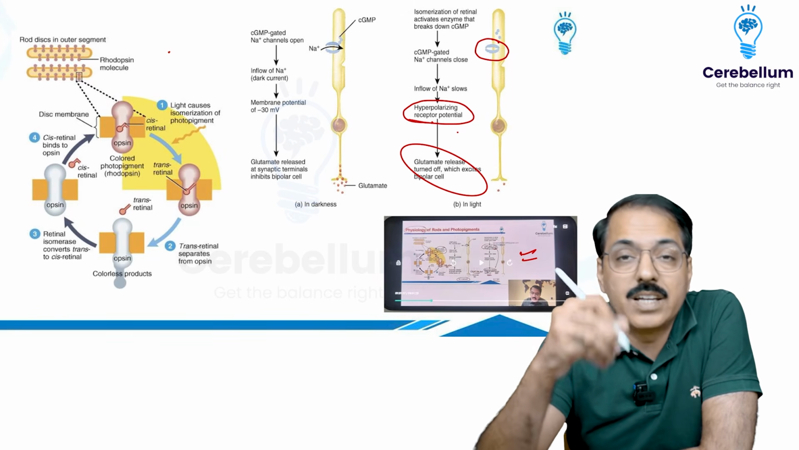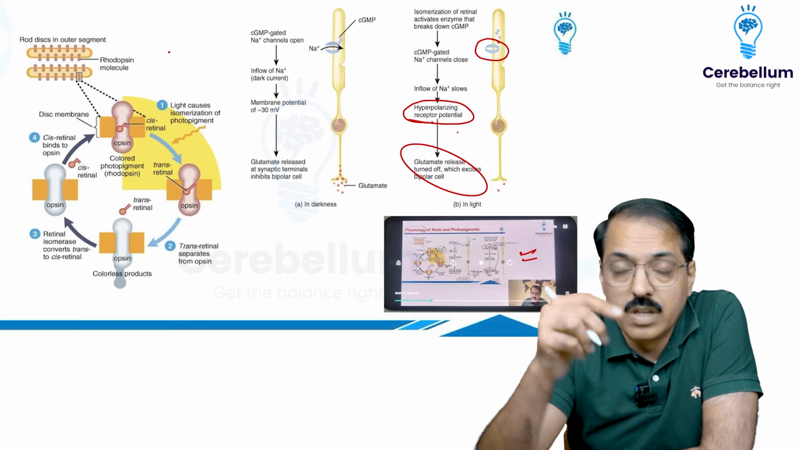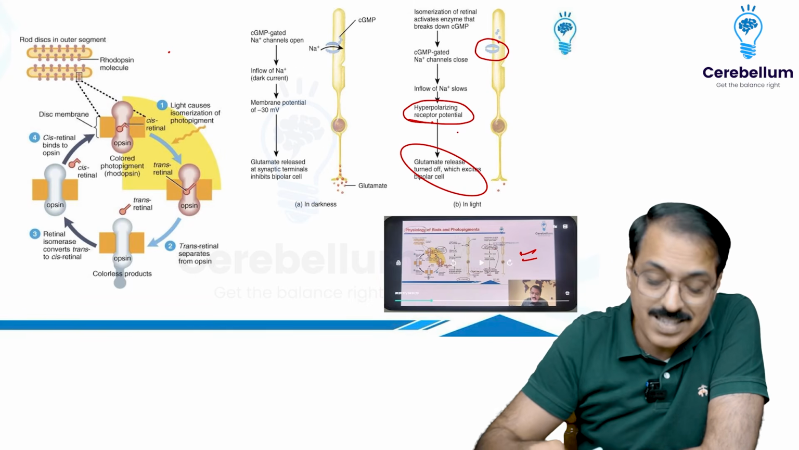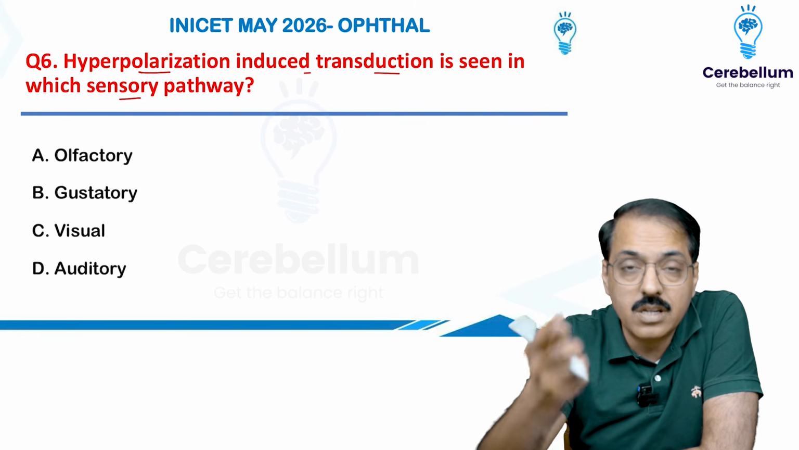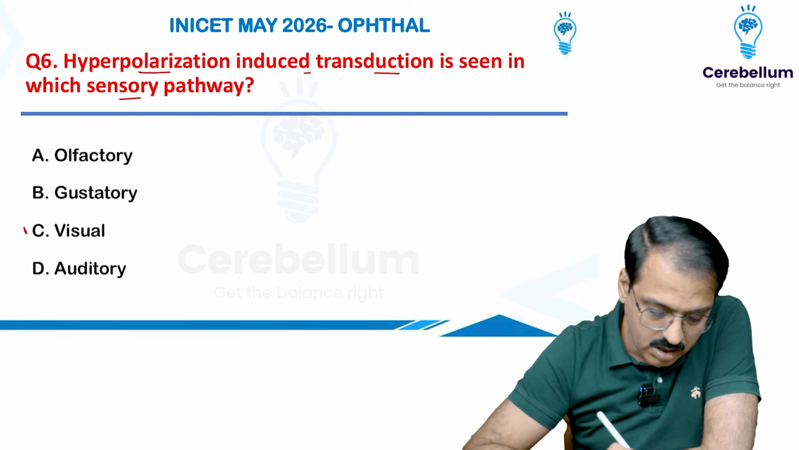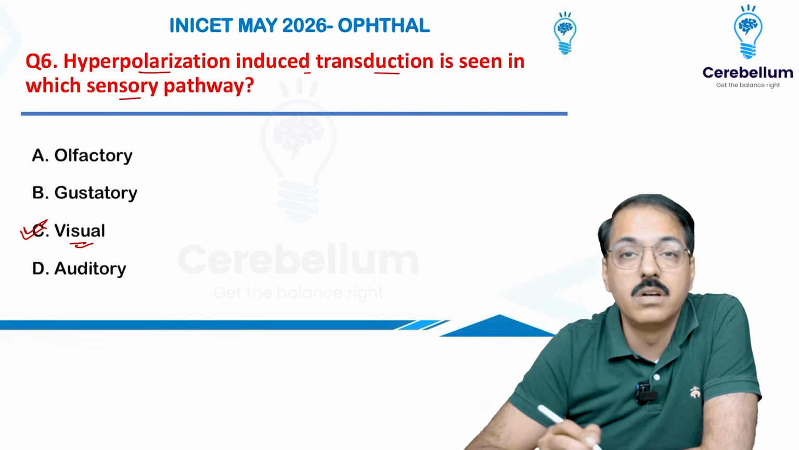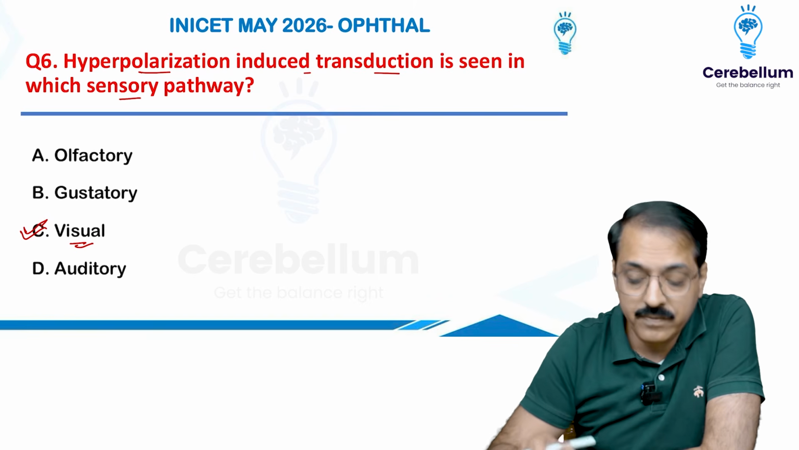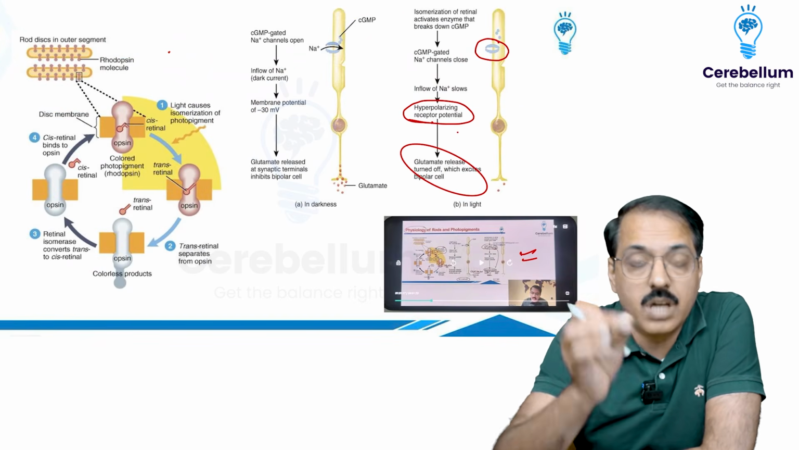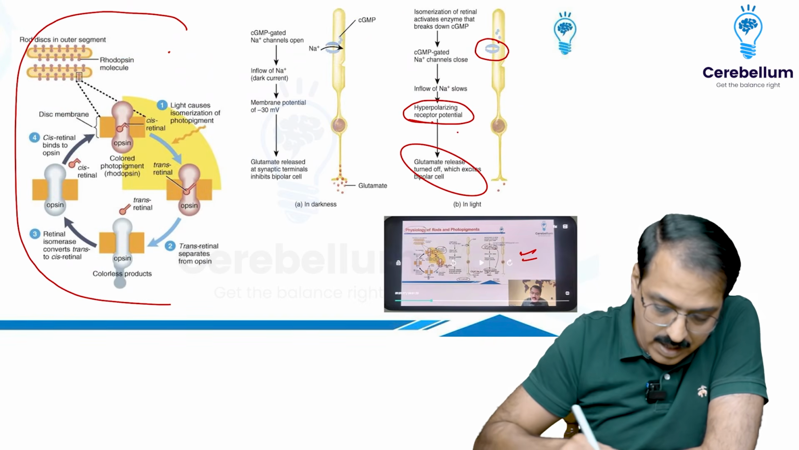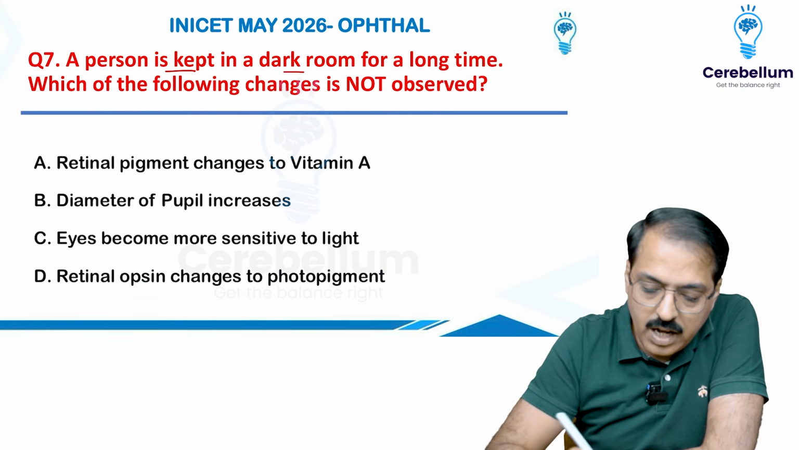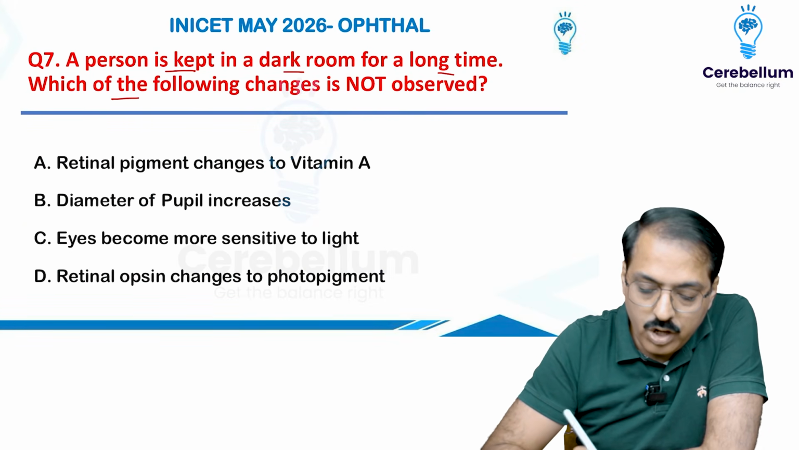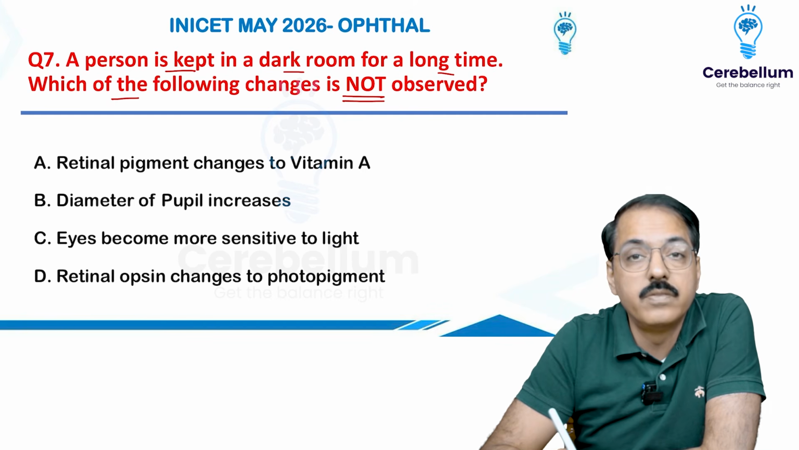So on this diagram itself, they asked two questions. One was this: hyperpolarization is seen in which pathway? In all the others, we see depolarization. Only in the visual pathway do you see hyperpolarization. And the second question, which was coming on the same slide and the same diagram, was this: a person is kept in a dark room for a long time. Which of the following changes is not observed?